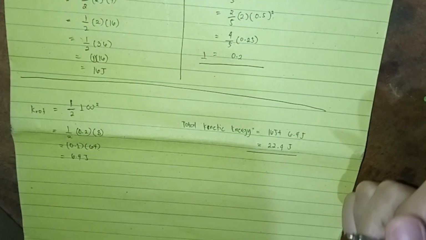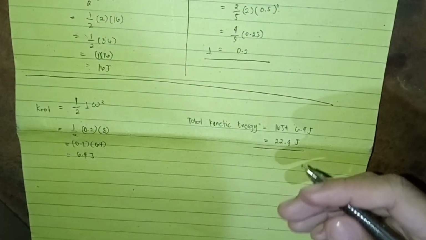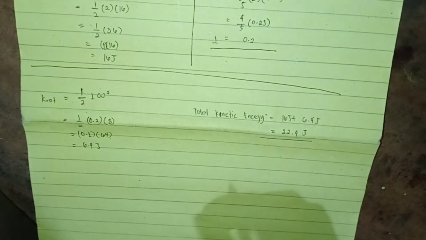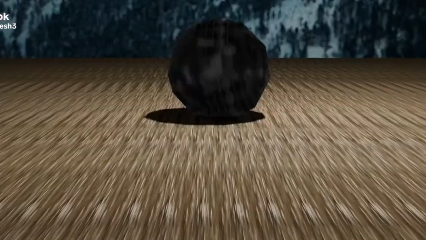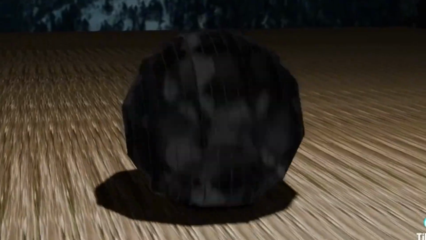And that is how we get our total kinetic energy. Our next topic would be angular momentum, which will be discussed by Vince DiMario.